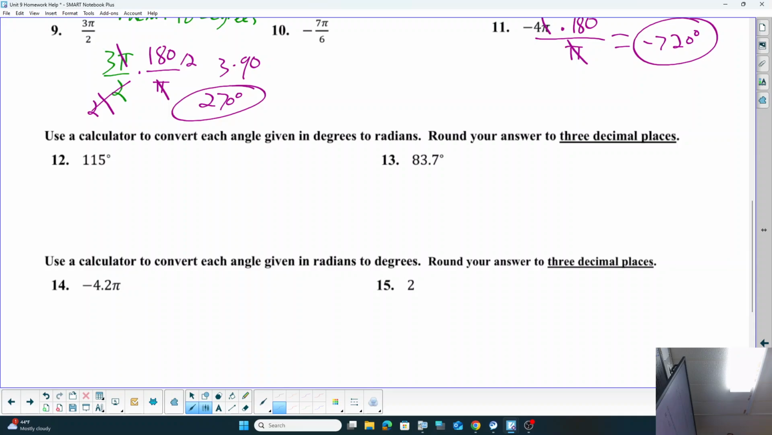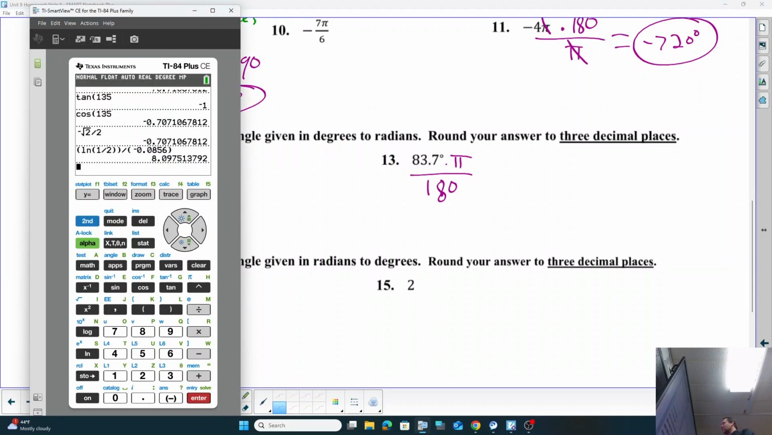Use your calculator to convert each angle in degrees to radians, to the nearest 3 decimals. Okay, so turn it into radians. We're going to times by pi, divide by 180, and then plug it into our calculator. 3 decimal places. Interesting. So 83.7. We're going to go times pi, enter, divide by 180.